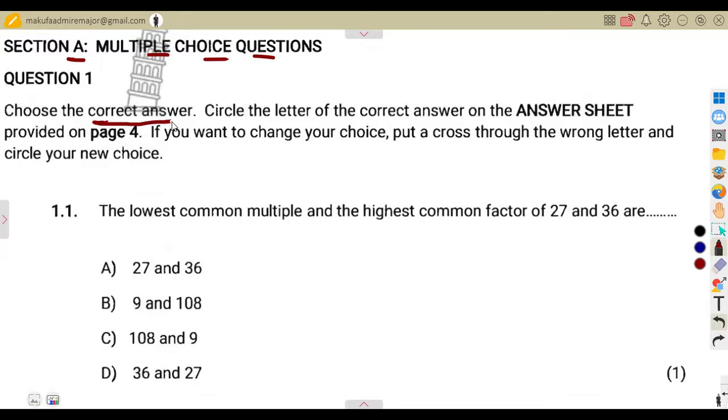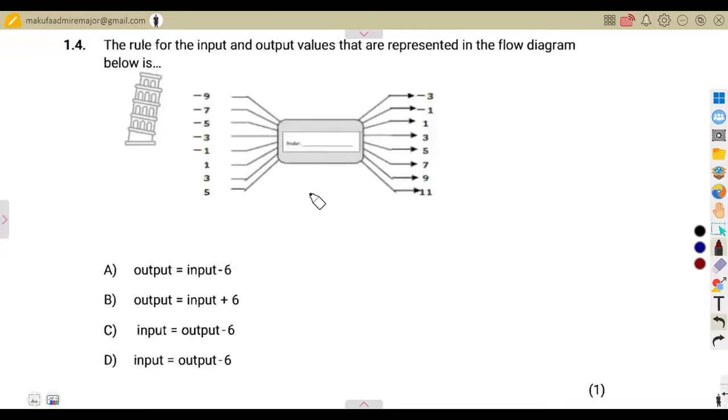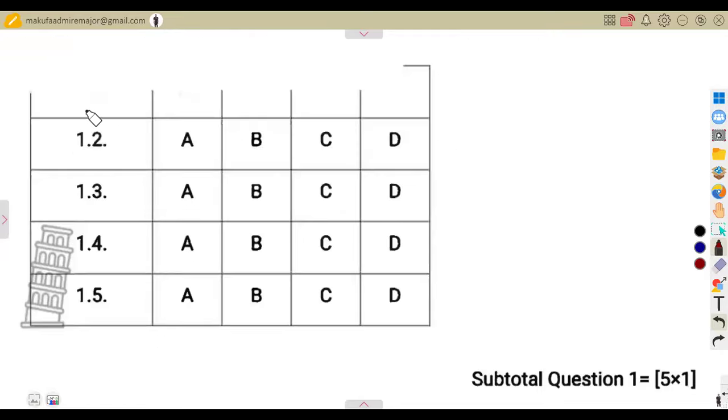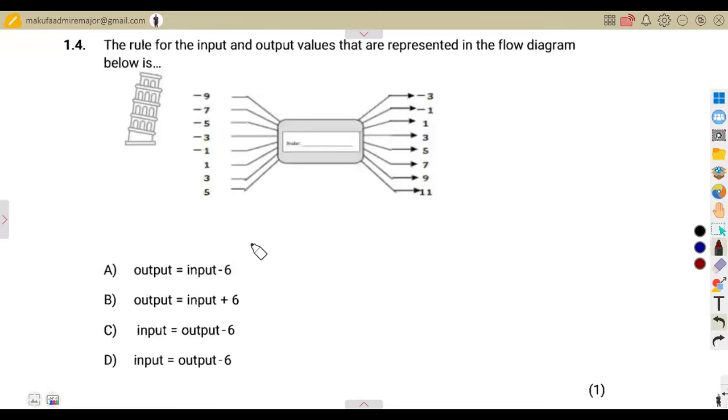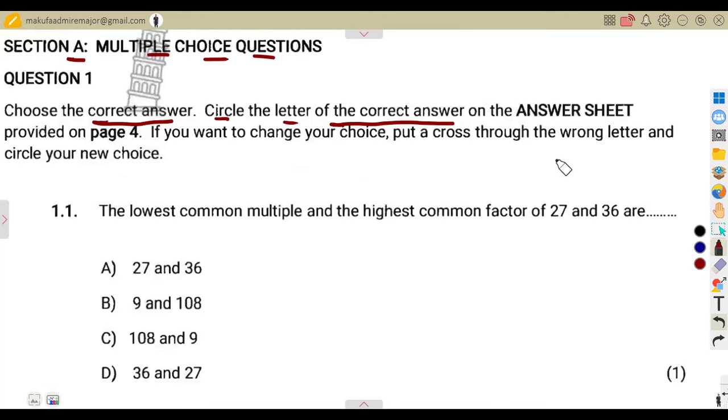Choose the correct answer, circle the letter. So you choose the correct answer, then you circle the letter of the correct answer on the answer sheet provided on page 4. On page 4, they provided something like this. This one here, it was 1.1, with A, B, C, and D. So you're going to circle that. We're going to talk about that, but for now, let us just find our answers. Then we'll circle these answers later on. So that was your instruction.